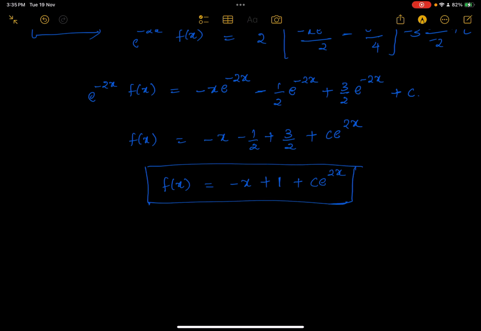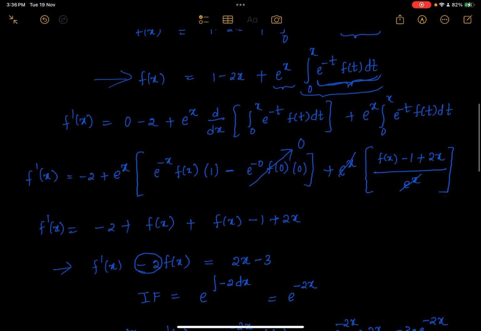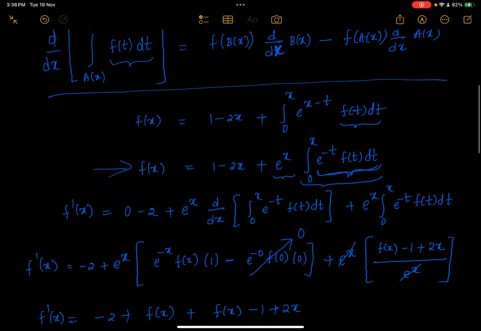Now the job is to find the value of c. So let us go back to the question. This is the equation we got, right? So put x equal to 0 in this equation. F of 0 is equal to 1 minus 2 times of 0 is 0 plus e to the power x, and if we put x is equal to 0, the upper and lower limits of the integral are 0. So the area will be 0. So this will be 0. So f of 0 is equals to 1.